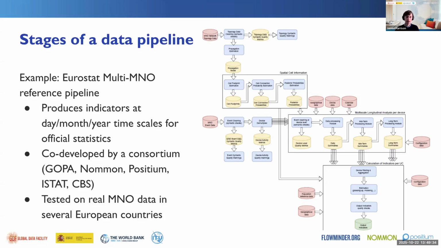This is a pipeline that produces indicators at various different timescales, daily, monthly, yearly. The use case here is for official statistics within the European Union. It's been co-developed by a consortium of organizations, so this is not just built by one organization, and it has been tested in several European countries on real MNO data. So I think for those reasons, this is a useful case study to use as an example here.